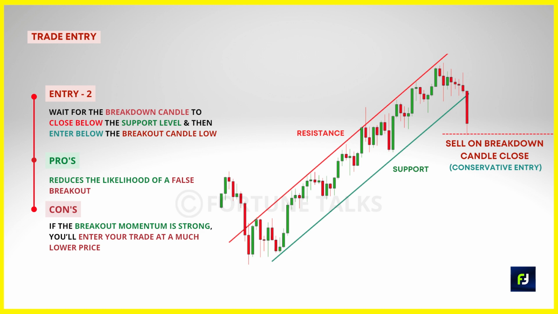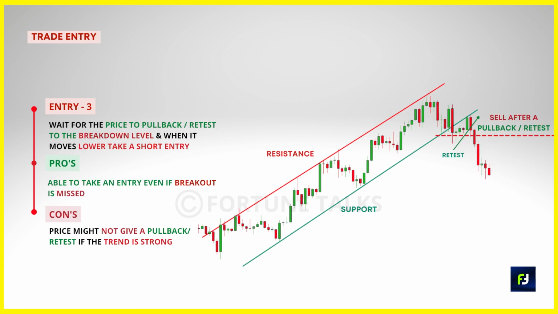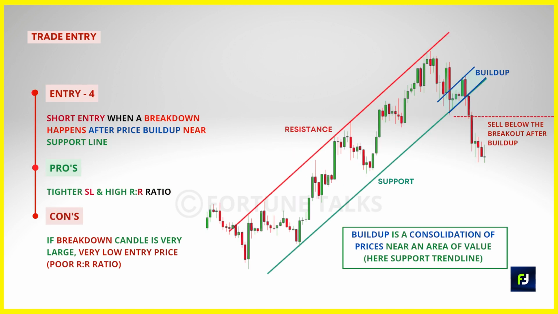Now the downside is that if the breakdown is strong, you will end up selling at a much lower price. So yet another method would be when the price pulls back or retests back to the trend line. Both the pullback and retest are associated with small bodied candles. So when the price starts to move lower after the pullback or retest, you can take a short entry. Sometimes there could even be a price build-up near the support trend line, which is a very good signal that the price would break down lower, and it provides a much better reward to risk because of a tighter stop loss.